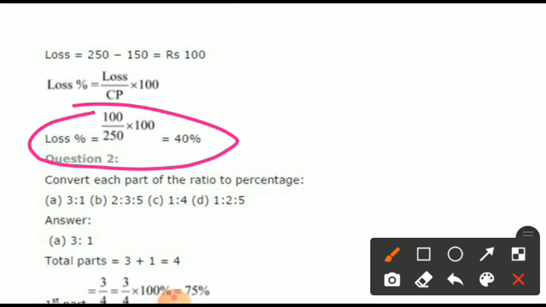Loss percentage is equal to loss upon CP multiplied by 100, and we are having a loss of 100 rupees and CP already given 250. Now just simplify. When you simplify, you will get a 40% loss on Rupees 100. Yes, that is the point.